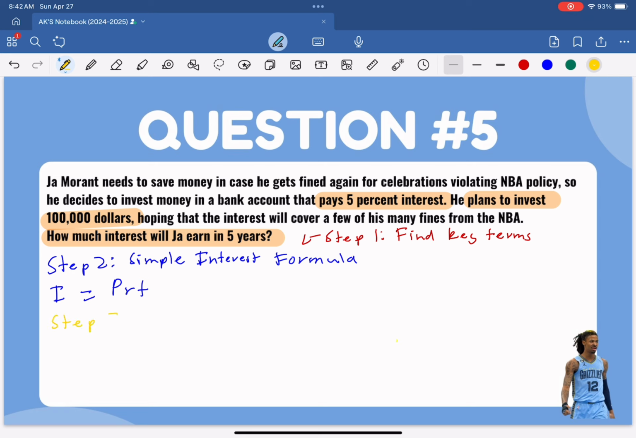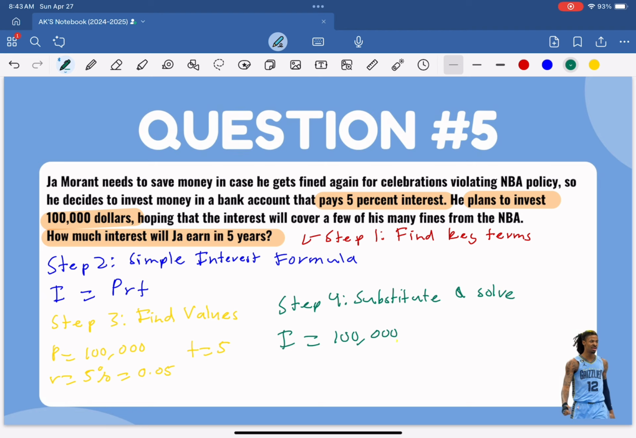Step 3, relate the information in the problem to this formula. So we see that the P value from this question is $100,000, and the rate is 5%, but the formula requires this as a decimal, so we divide 5 by 100, giving us an R value of 0.05. And finally, the T value is 5 years. So now the final step is to substitute these values into the formula and figure out how much interest is earned over this time period. So the interest earned in 5 years is equal to 100,000 times 0.05 times 5, which is equal to $25,000 earned in interest over the 5 years.